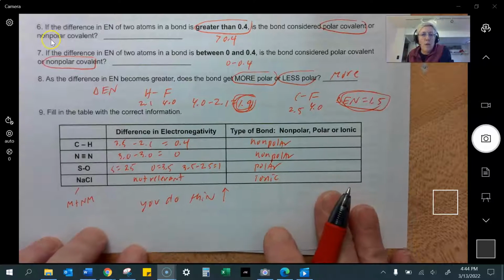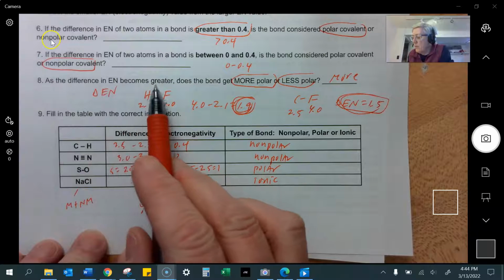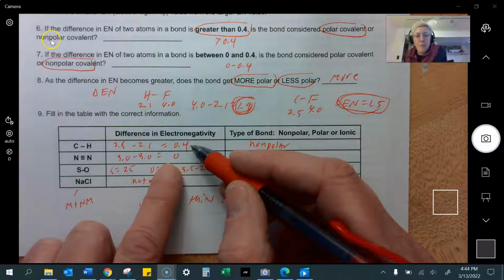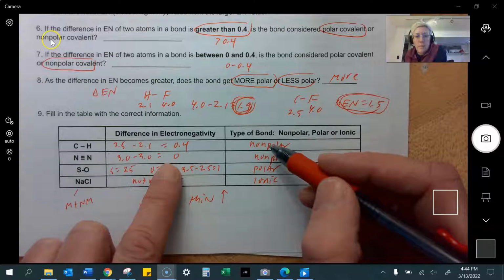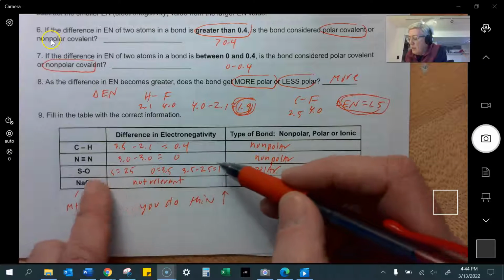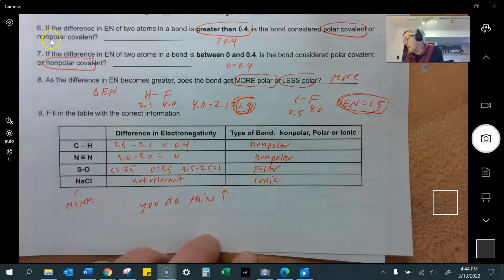Okay, and then on question 8, I want to go back to this one. As the difference in electronegativity becomes greater, does the bond get more or less polar? So if you look here, the C-H bond is 0.4. That's nonpolar. N bonded to N is nonpolar. S bonded to O is polar. I guess I don't have a good example, so never mind that.